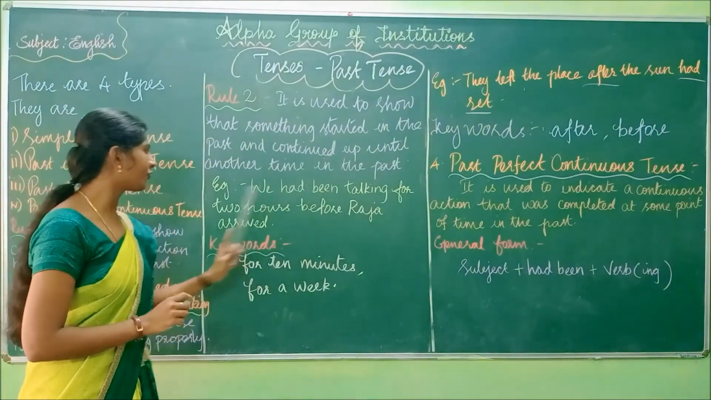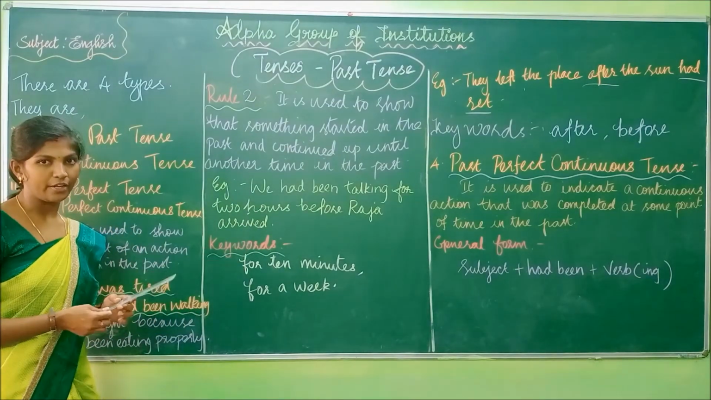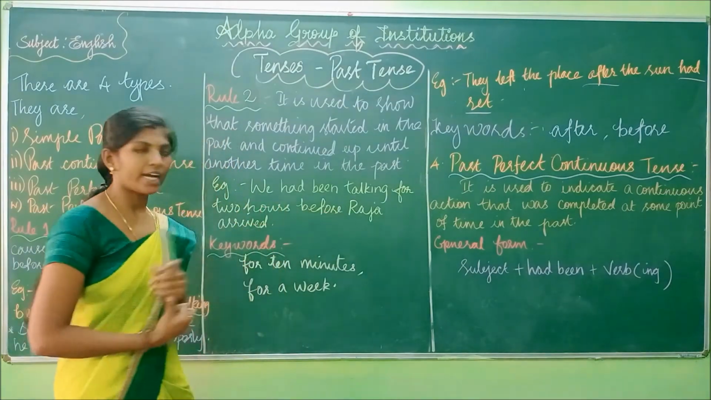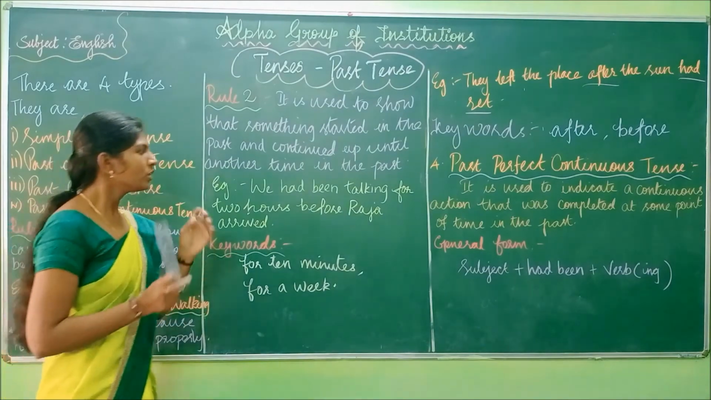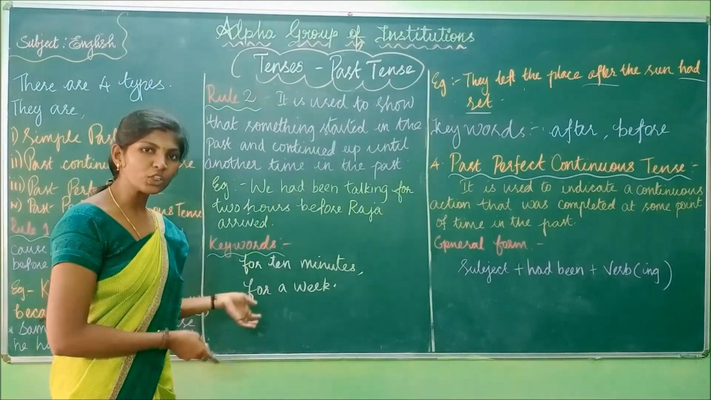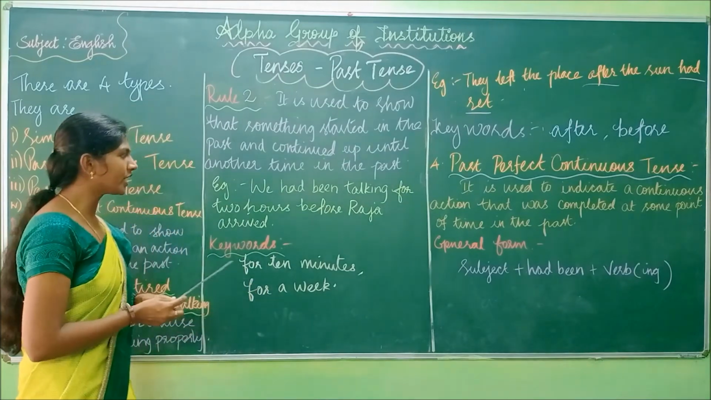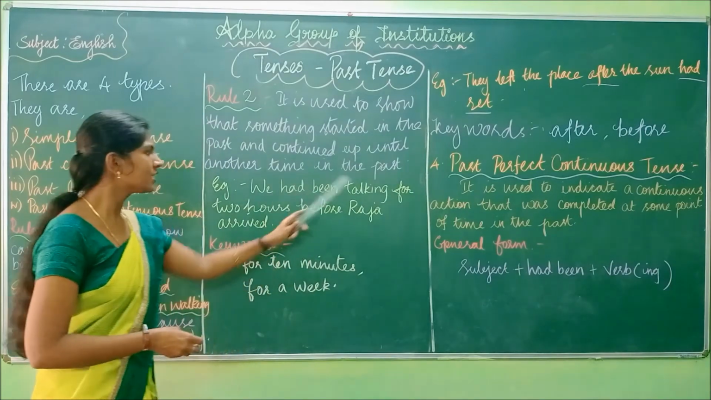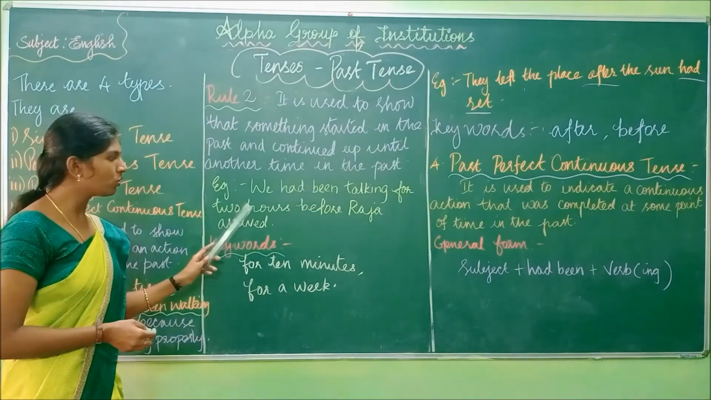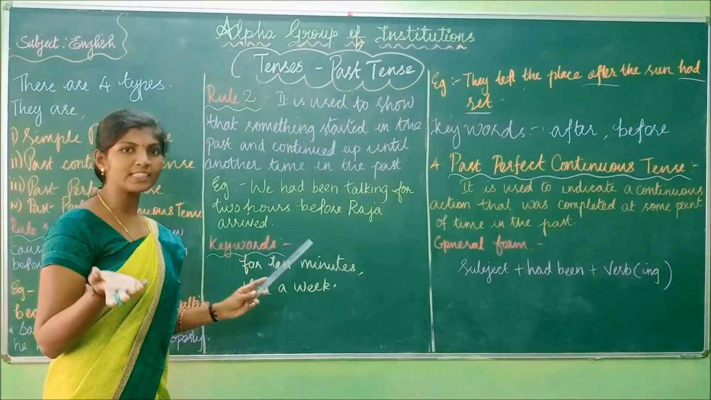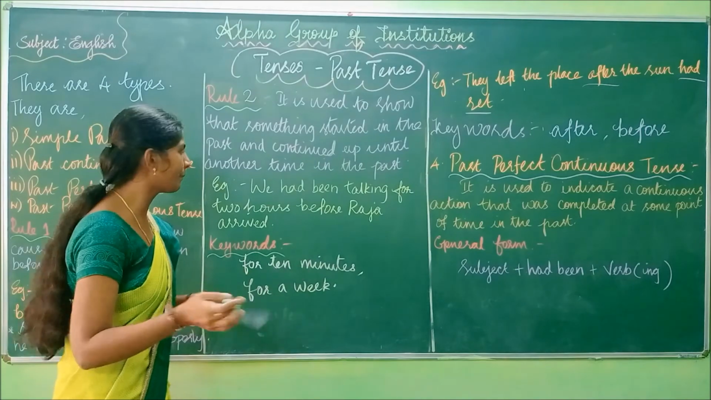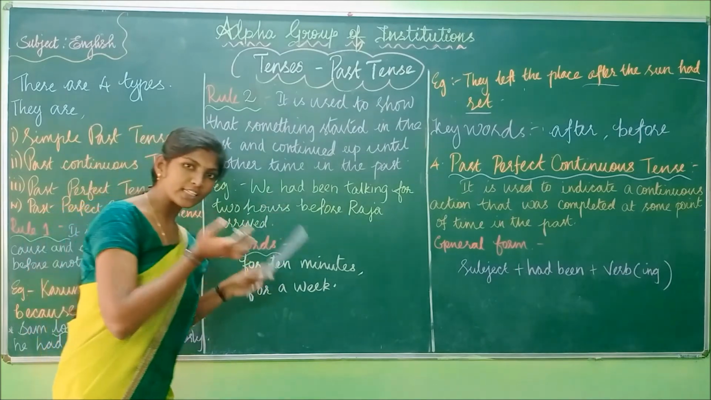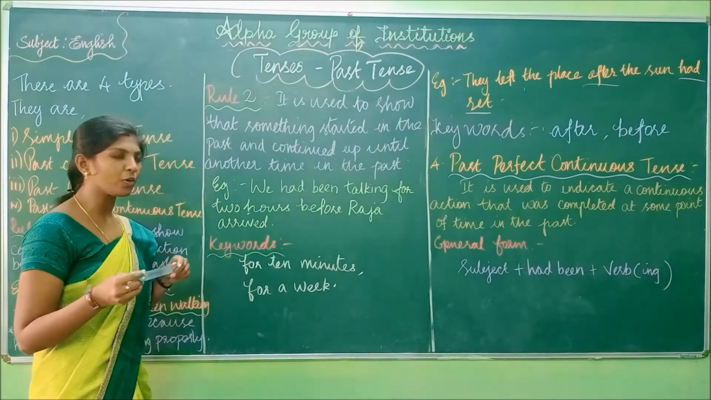We had been talking for 2 hours before Raja arrived. So there are two actions. One action is we had been talking for 2 hours. And the other action is Raja arrived. So before Raja arrived, what we were doing is given in past perfect continuous tense: we had been talking, for 2 hours. How long? For 2 hours before Raja arrived. The second sentence is Raja's arrival, so it's given in simple past. The action that happens later is given in simple past and the action that is going on for a period of time is given in past perfect continuous tense.